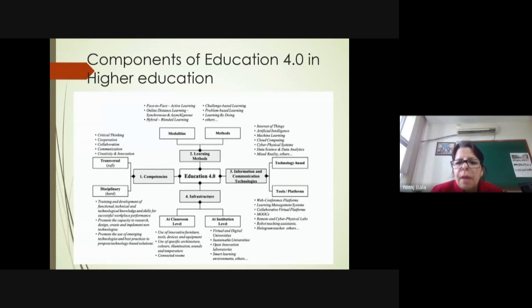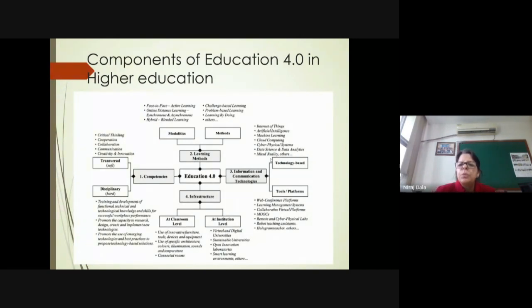Now, moving forward, when we go to information and communication technologies, there we have technology based and tool based platforms. Technology based: Internet of Things, we have already understood these are the new technologies, and I will be showing you how these technologies have been used in the education 4.0 system. Artificial intelligence, machine learning, cloud computing, cyber physical systems, data science and data analytics, mixed reality, and others.